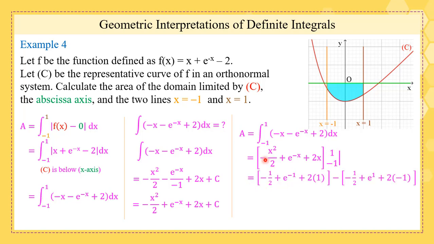First, we evaluate this function at 1, minus, second we evaluate this function at minus 1. We get a result 4 plus 2e minus 1 minus e, which is equal to 1.65 units squared. Now, if 1 unit equal to 2 centimeters, then the area in centimeters squared is equal to 1.65 times 2 centimeters squared, 2 is power 2. We get 1.65 times 4 equals 6.6 centimeters squared. In this way, you change the area from unit squared to centimeter squared.